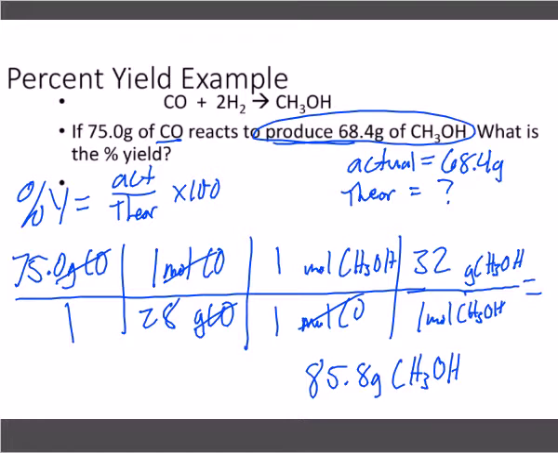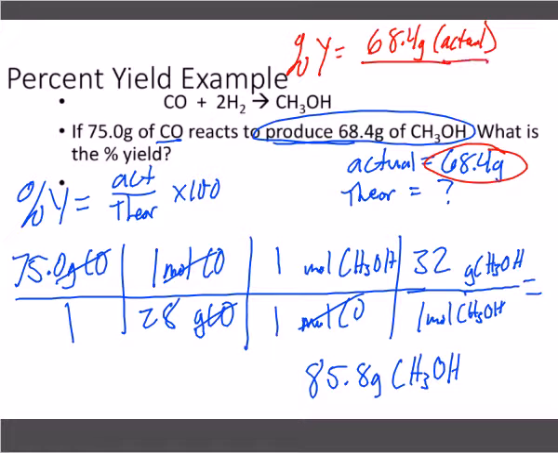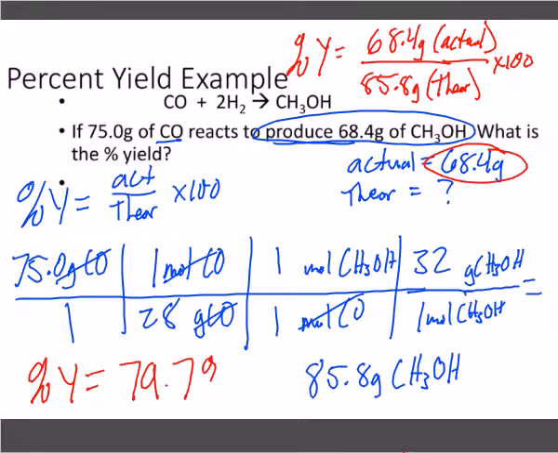Now, the last step here, guys, we're not done. We've got to now put it into our percent formula, which I'll do up at the top. So we're going to take our actual yield, 68.4 grams. So percent Y equals 68.4 grams actual. On the bottom, we're going to have our theoretical, which is 85.8 grams theoretical, times 100. Our percent yield, Briley, is going to be 79.9%.